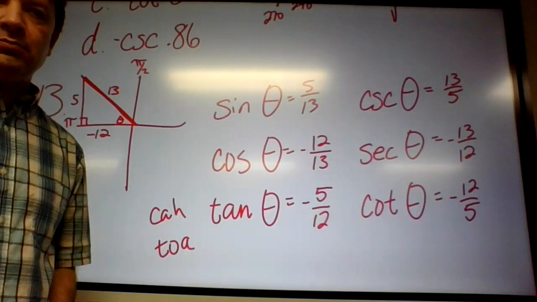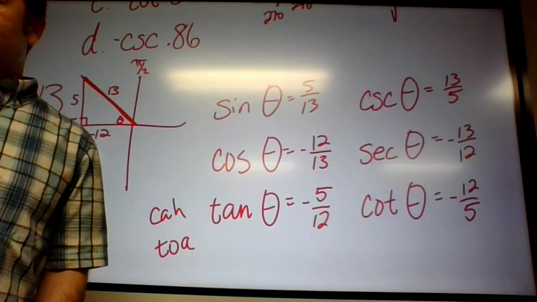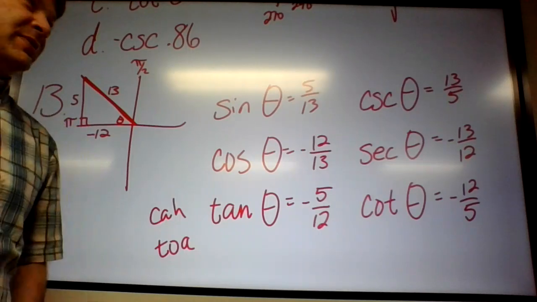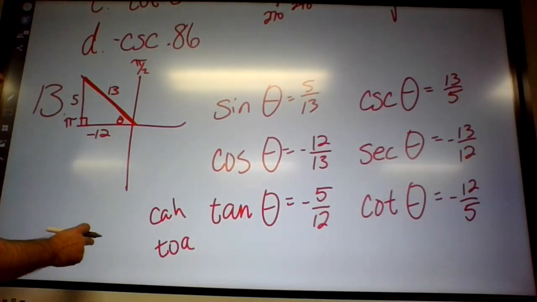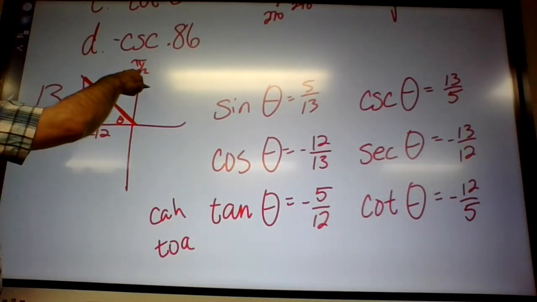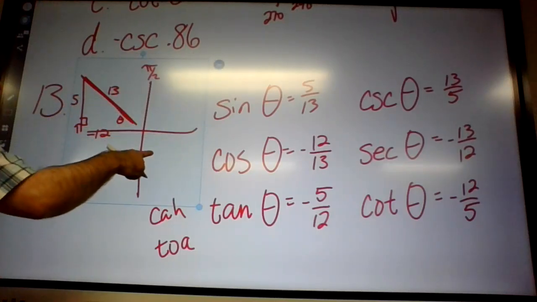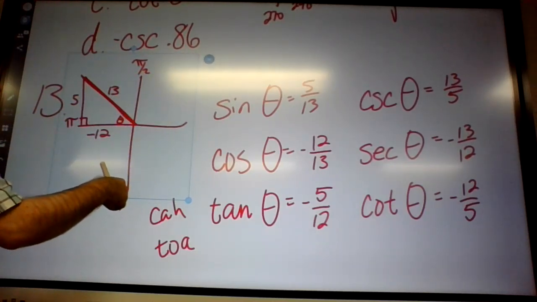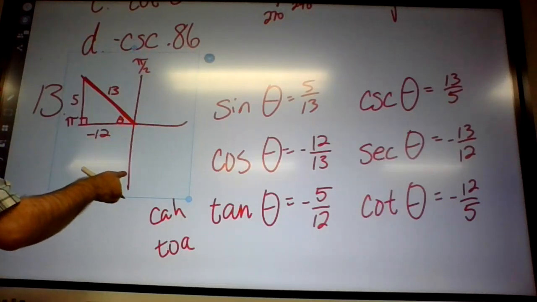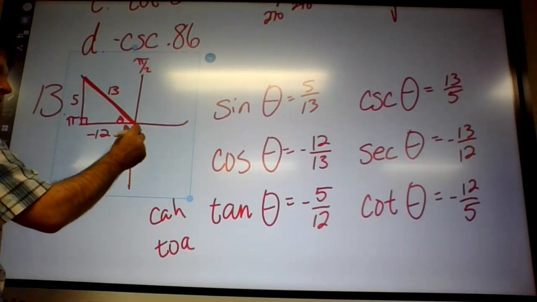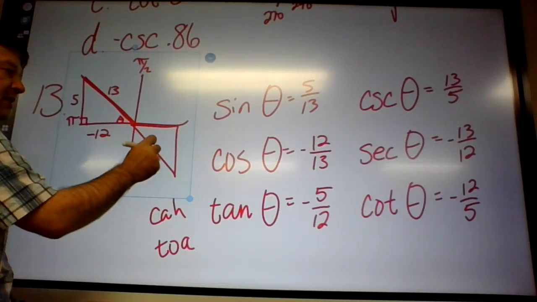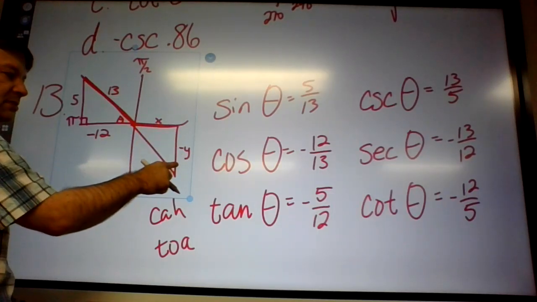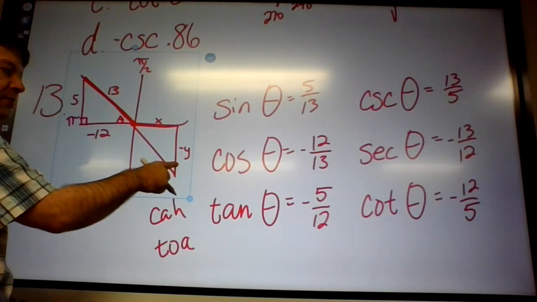Wait, what? On 14, it says x is between negative pi over 2 and 0. What quadrant would that be? So this is pi over 2, so where's negative pi over 2? It's right here. So between negative pi over 2 and 0, they're talking about the 4th quadrant. In the 4th quadrant, the x value should be positive, but the y value should be negative when you go to do your triangle.